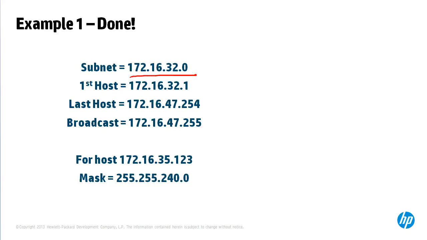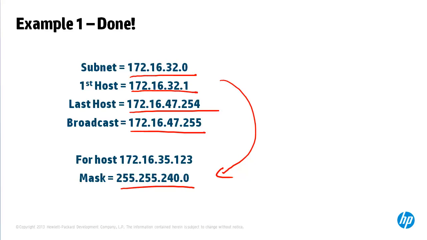And that's it. We've worked out the subnet, which is 172.16.32.0. The first host address is 172.16.32.1. The broadcast is 172.16.47.255. And the last host is 172.16.47.254 for the host 172.16.35.123 with the subnet mask 255.255.240.0. So that's how you work out the information using the quick method.